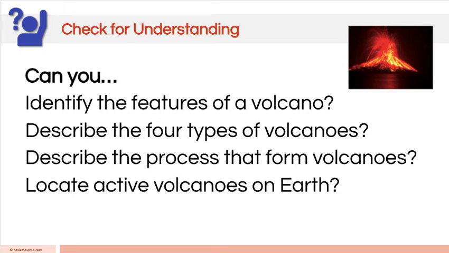So, for tomorrow, I want you to think about some of the features of the volcano. If there was anything that challenged you, that was difficult to understand, write it down. I want you to be able to describe the four types of volcanoes, describe the process that forms them, and then think about where active volcanoes are on Earth. Come with your questions, come ready to discuss, and we will go from there.